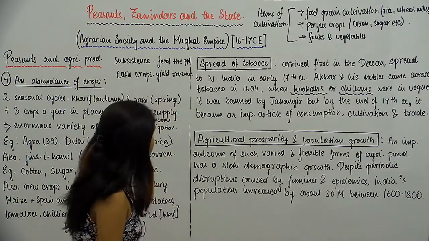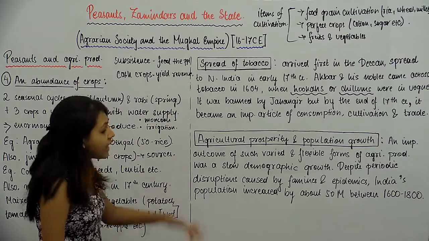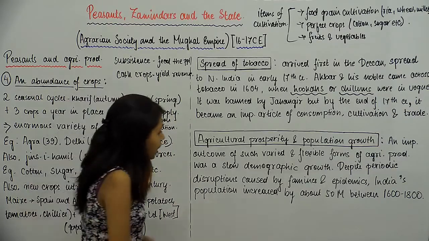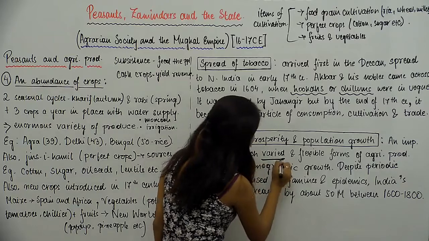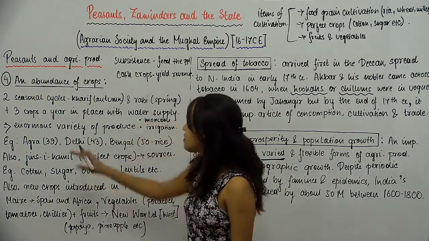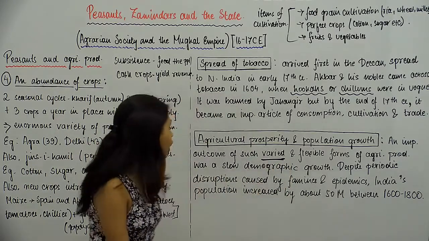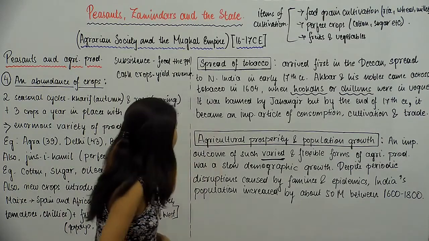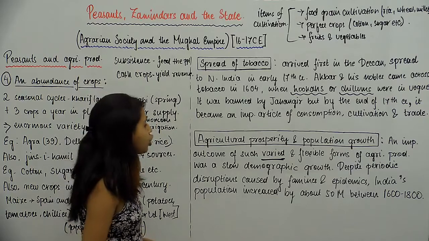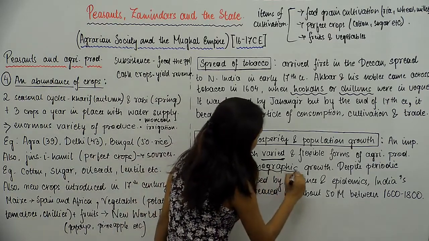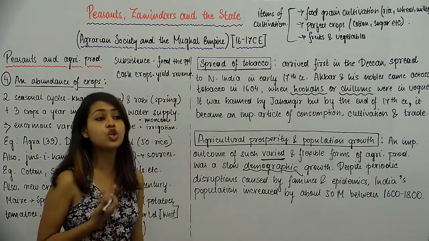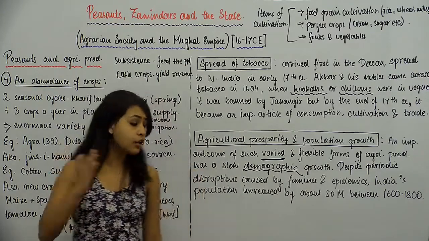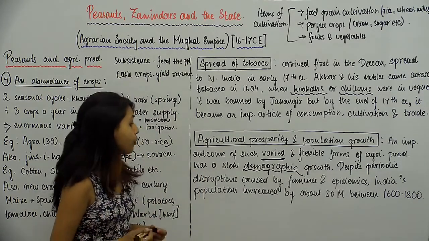So an important outcome of such varied and flexible forms of agricultural production, by varied we mean the enormous variety that we have in agricultural produce, was a slow demographic growth. The word demographic means whatever has to do with population. So demographic means a slow population growth.